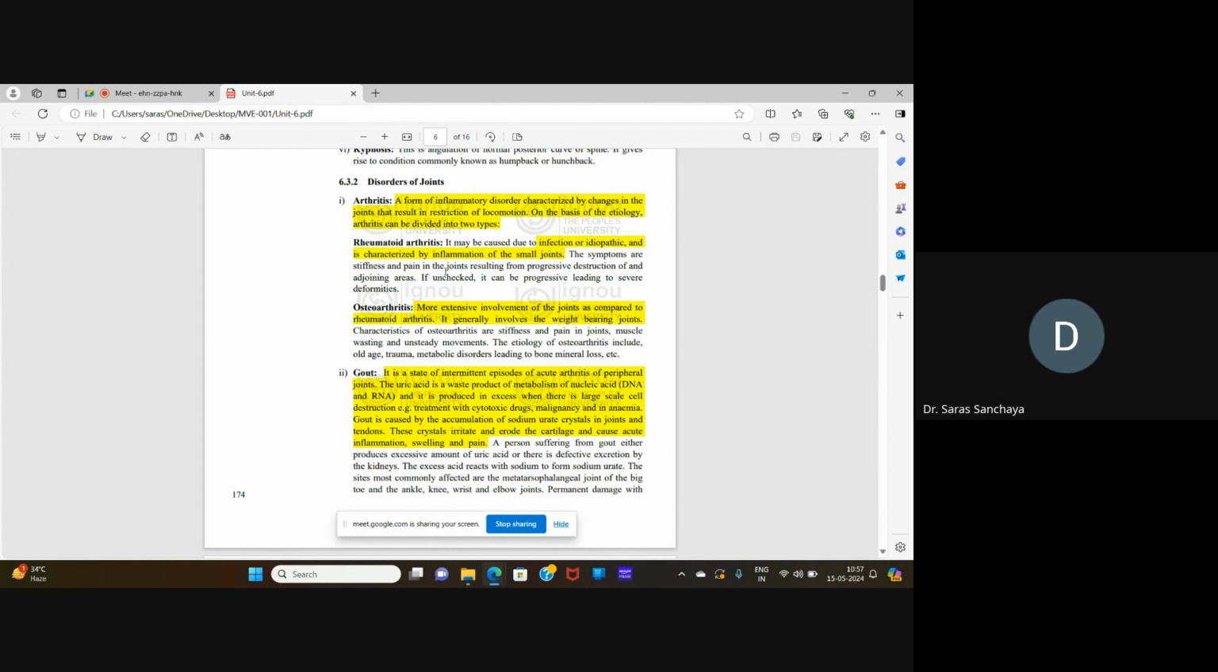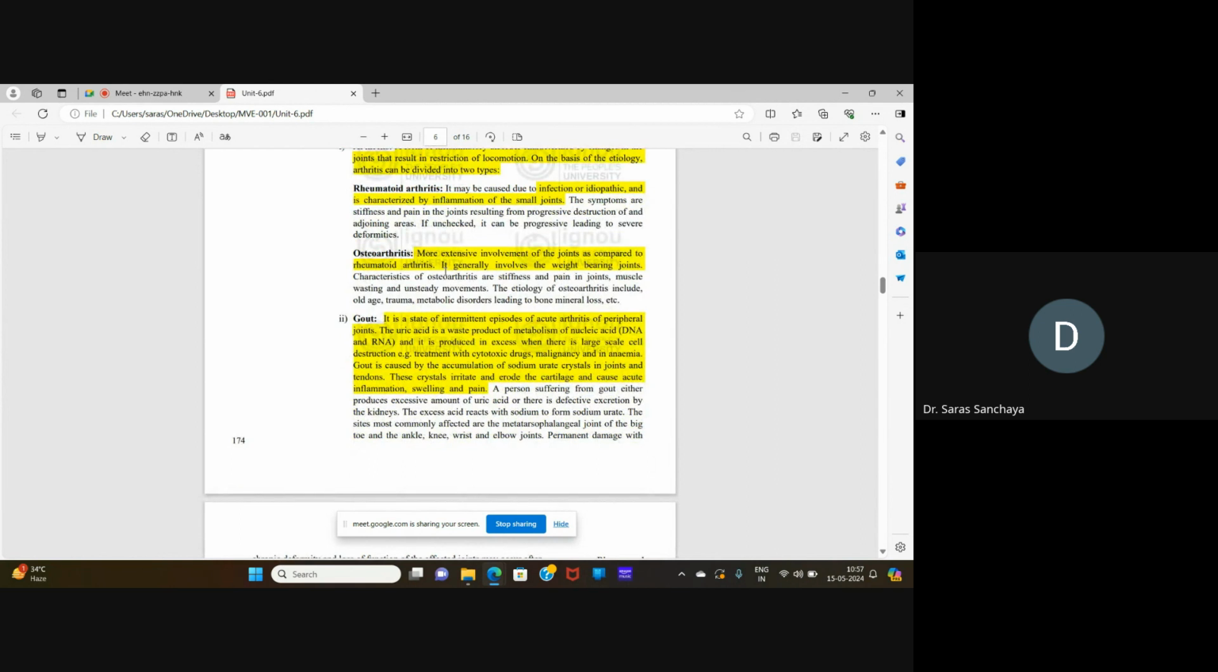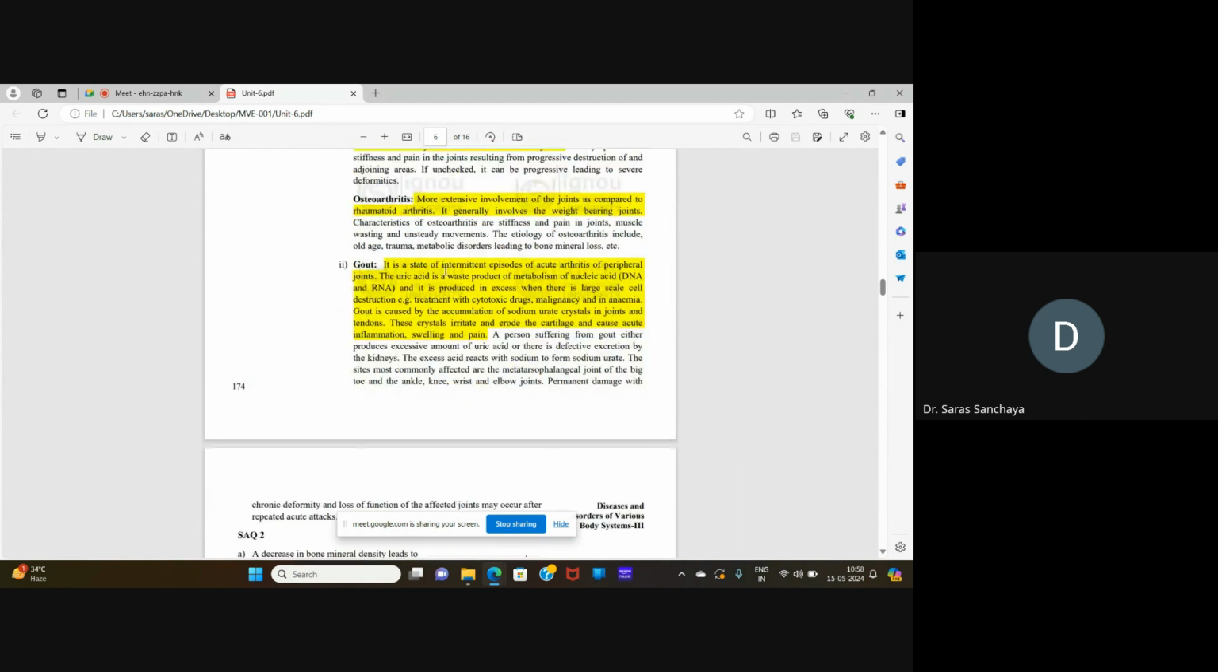Now, gout. Gout again is an important disease. It is a state of intermittent episodes of acute arthritis of peripheral joints. Uric acid is a waste product of metabolism of nucleic acid, that is DNA and RNA, and it is produced in excess when there is large scale cell destruction, such as treatment with cytotoxic drugs, malignancy, and anemia. Gout is caused by accumulation of sodium urate crystals in the joints and tendons. These crystals irritate and erode the cartilage and cause acute inflammation, swelling, and pain.